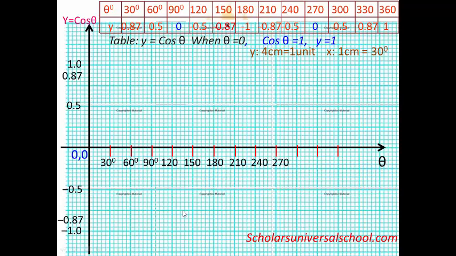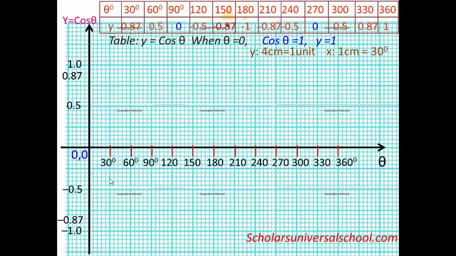So we are putting in the values of the angles which we are given here for theta, from 30 degrees to 360 degrees. So let us now plot our points.